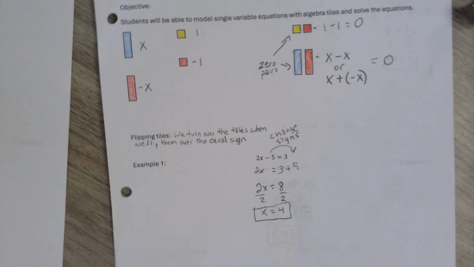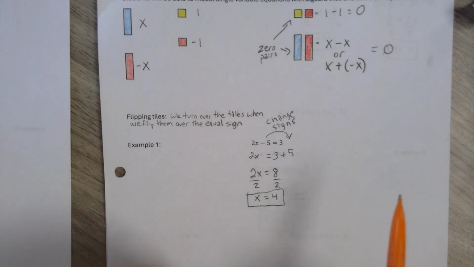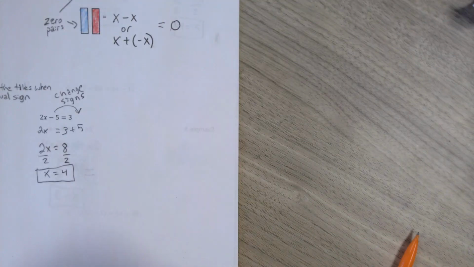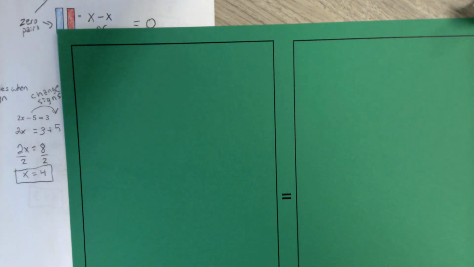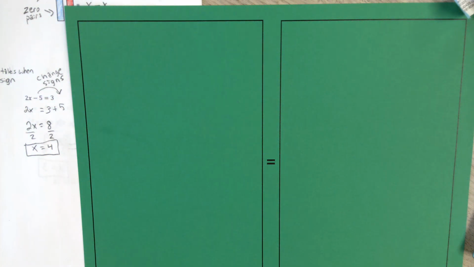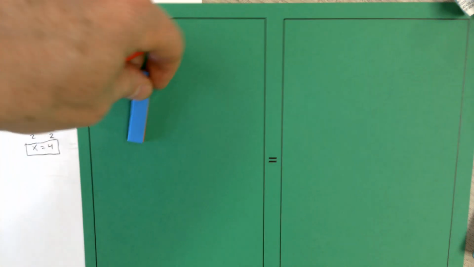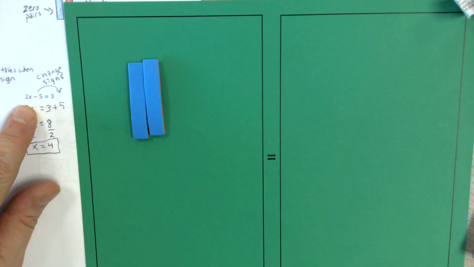Here's an example of an equation that we're going to solve using tiles. And this is my work for it. I'm going to have this sheet out here to put my tiles on. Let's see if I can move this up just a little bit, so we can see both of these at the same time. I'm going to go ahead and build this equation. It starts out with 2x minus 5 equals 3. Now our x tiles are the blue rectangles. So here are 2 x tiles, because it says 2x.